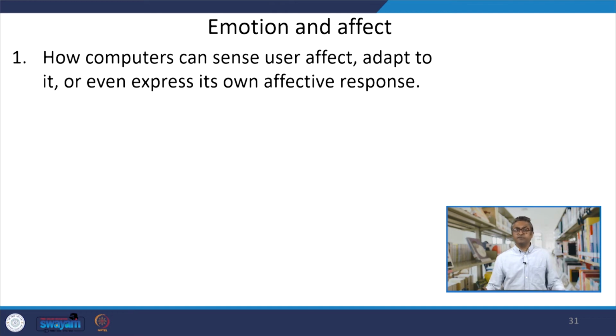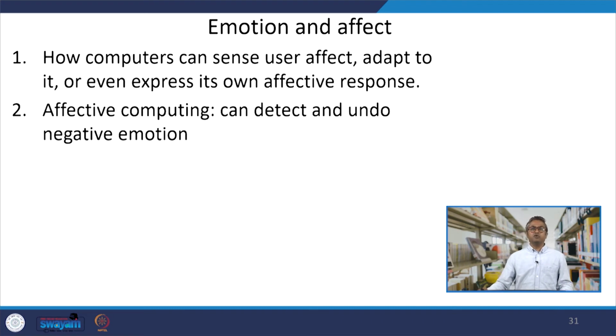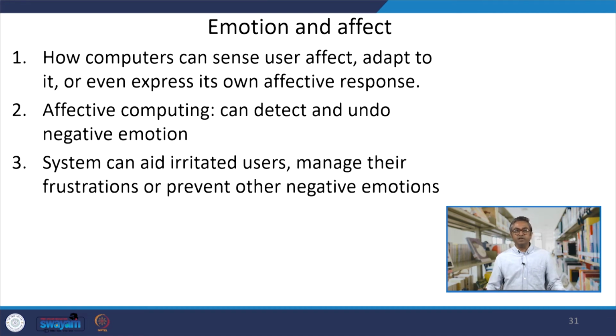When we talk about the emotion effect, can computers sense our feelings, can we get adapted to them, and can they get adapted to us? That kind of thing is very important, and that is why in the previous lecture I talked about affective computing. These days people are designing special AIs which can detect your emotion. So today when you tell Siri or Alexa that you are sad, play some sad song, then Alexa can understand. They work on artificial intelligence and machine learning algorithms which can detect your emotion and play a song as per your need. So the system can also aid irritated users.